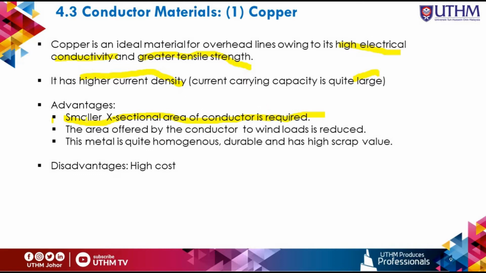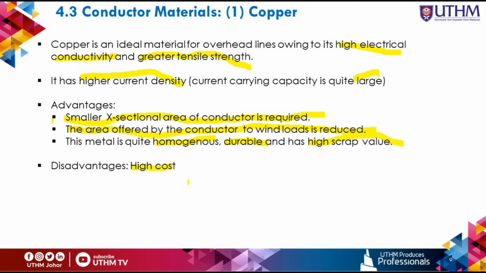Because a smaller cross-sectional area is required, the area offered by the conductor to wind loads is reduced. And this metal is quite homogeneous, durable, and also has high scrap value. There is hardly any doubt that copper is an ideal material for transmission and distribution of electric power. However, due to its higher cost and non-availability, it is rarely used for these purposes.